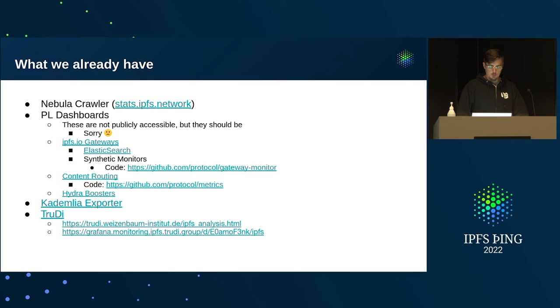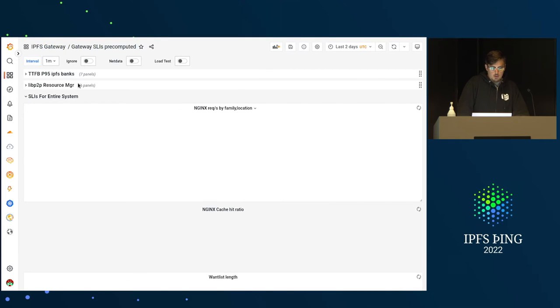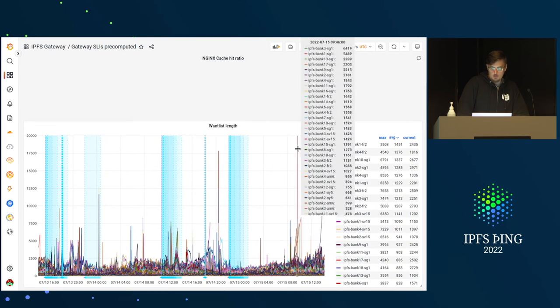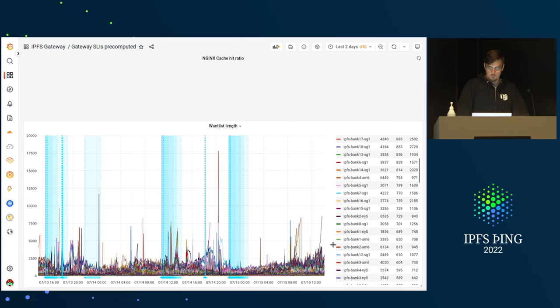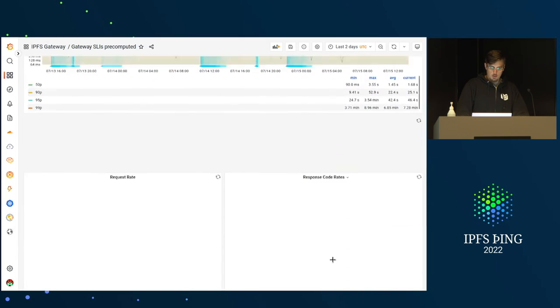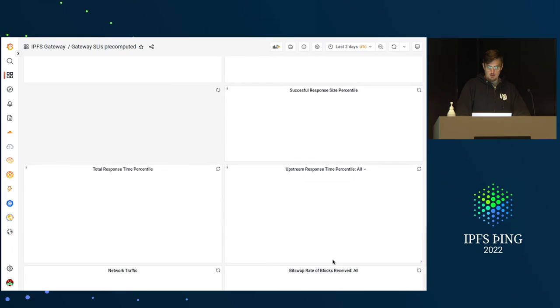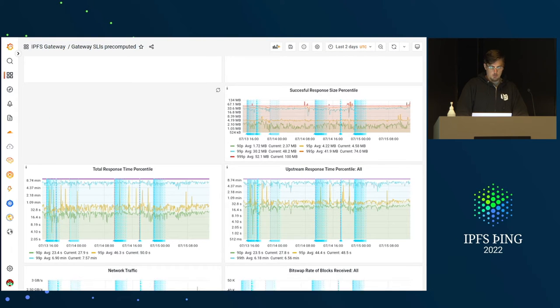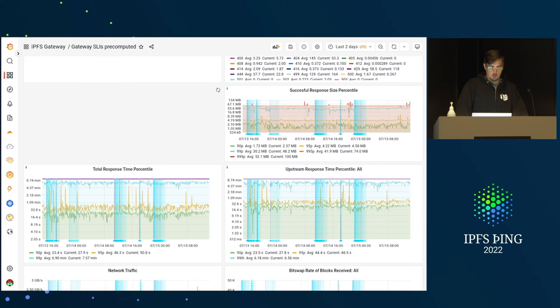Protocol Labs has a bunch of internal dashboards, and I'm sorry that they're all internal, but that's just the way they are right now. For example, we run the IPFS.io gateways as well, and so we get a bunch of great metrics from that. If it loads, for example, want list sizes from BitSwap, all these time to first byte metrics from Nginx, and the list goes on and on, latencies and errors and timeouts. And because IPFS.io is so popular, it can be a pretty good window into the network.